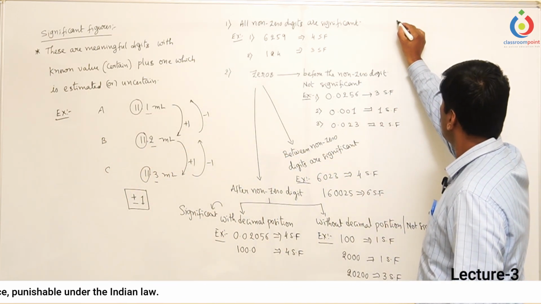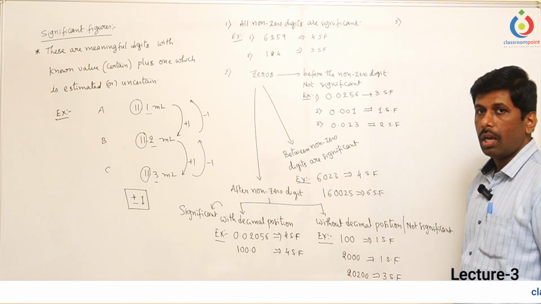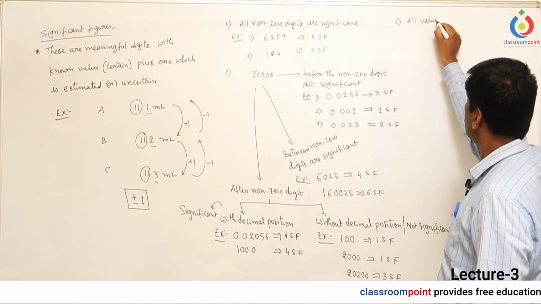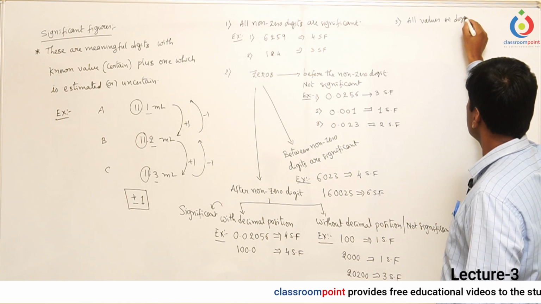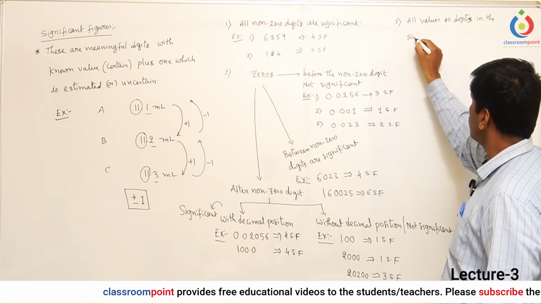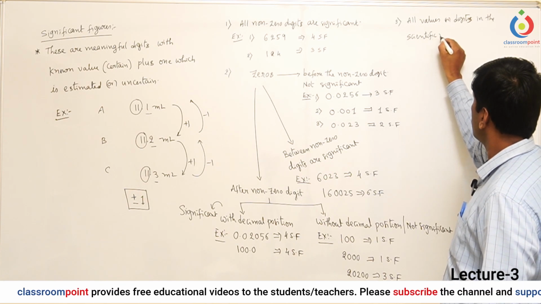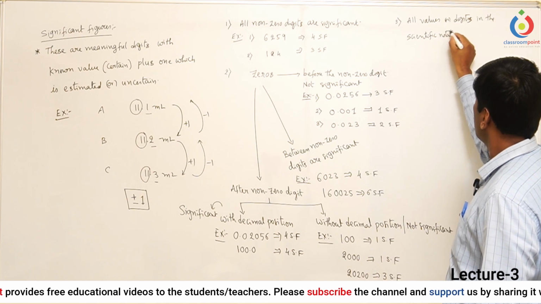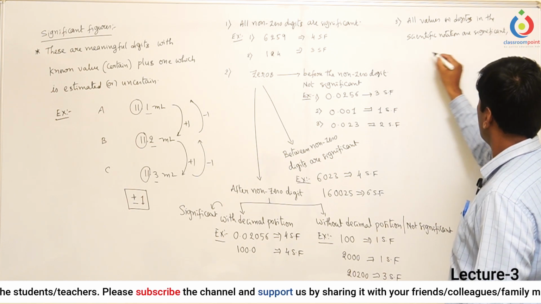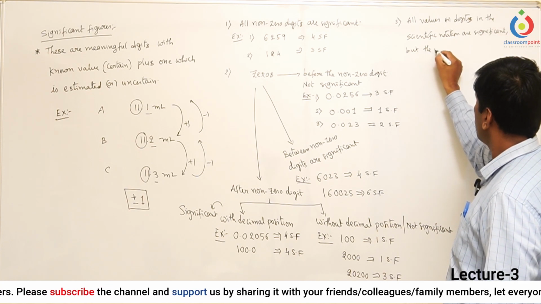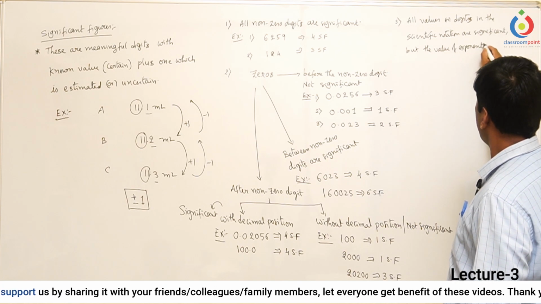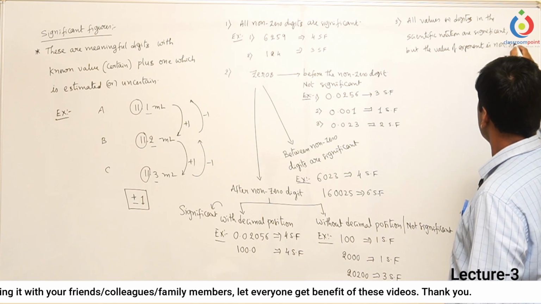Next, the third rule is about all the values or digits in the scientific notation are significant, but the value of the exponent is non-significant.